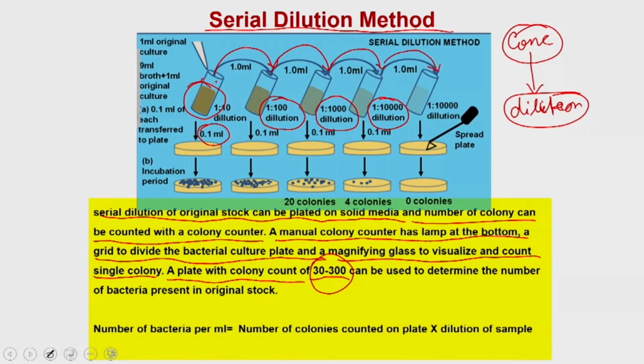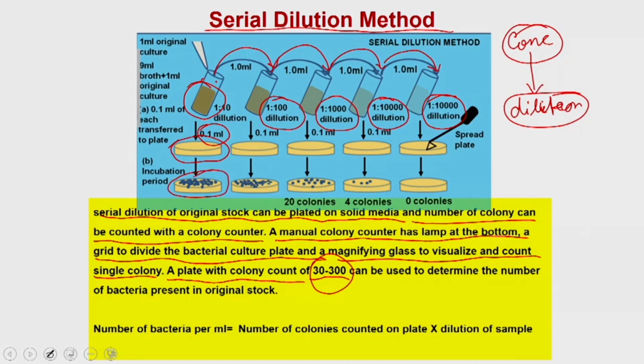Ultimately, you take 100 microliter of each culture, which is diluted 1:10, 1:100, 1:1000 and 1:10,000 or 1:1,00,000. And then you plate it onto the agar plate, and all these will give you colonies which you can count. So, this will give you the number of colonies.